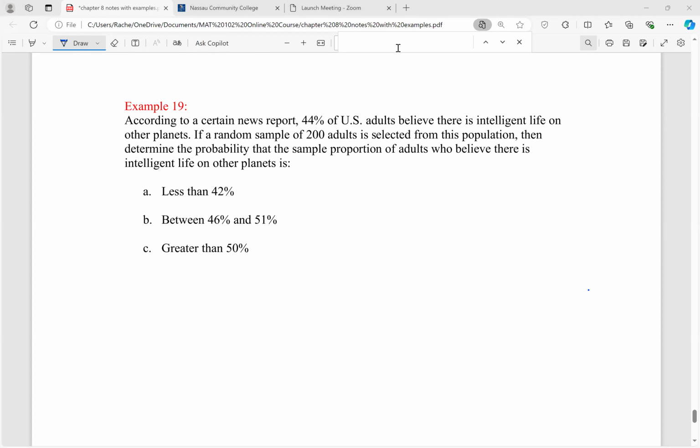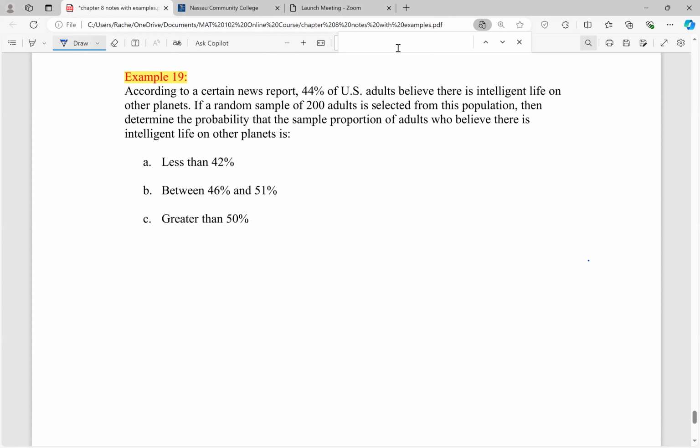Let's do the last example, example 19, which is going to be another example of how to calculate a probability for the sampling distribution of the proportion. So similar to the last example, example 18. This one says, according to a certain news report, 44% of US adults believe there is intelligent life on other planets. If a random sample of 200 adults is selected from this population, then determine the probability that the sample proportion of adults who believe there is intelligent life on other planets is, and then we have A, B, and C.